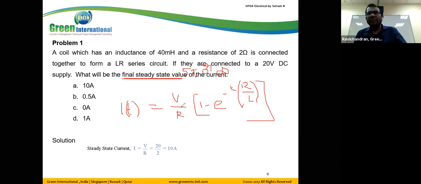So in general, we say infinity for the exact value; if we substitute 5 tau, it gives 99.99%. So the simple formula is, substituting infinity, we get V by R. So steady state current I is equal to V by R, V is equal to 20 volt, resistance is 2. So 20 by 2, 10 amps is the answer.